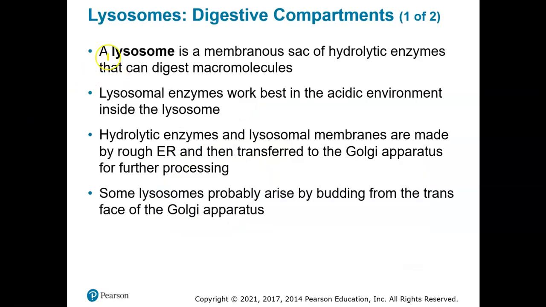A lysosome is a type of transport vesicle produced by the Golgi apparatus, but it contains hydrolytic enzymes or digestive enzymes for digestion. The enzymes are made by the rough ER, and then they are transferred to the Golgi through those transport vesicles. And then when the Golgi pinches off, part of the Golgi membrane pinches off and surrounds those digestive enzymes, we call it a lysosome.